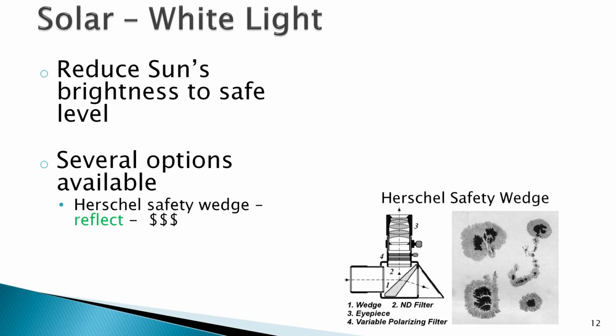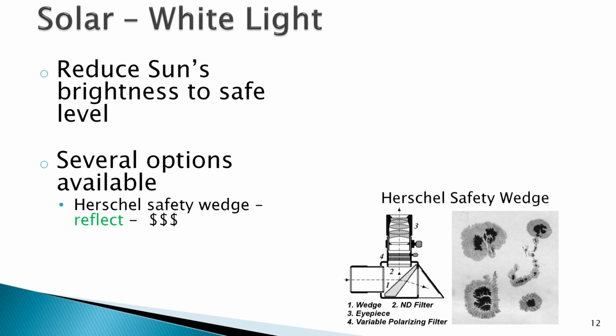The main drawback of Herschel wedges is that all the sunlight is traveling inside your telescope, causing potential heating problems. They are therefore only suitable for smaller aperture refractors, less than 4 inches, and definitely not suitable for any type of reflector, be it Newtonian or Schmidt-Cassegrain. Another drawback is that Herschel wedges tend to be rather expensive, in the $500 to $800 range.